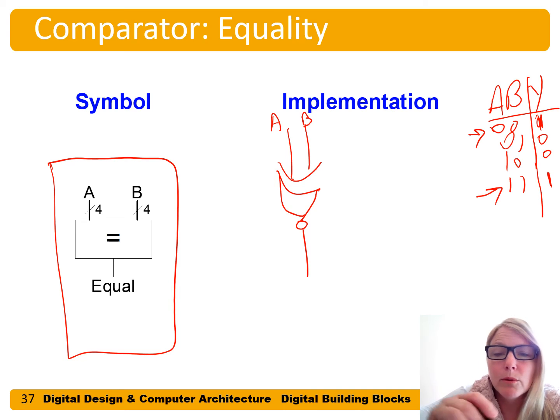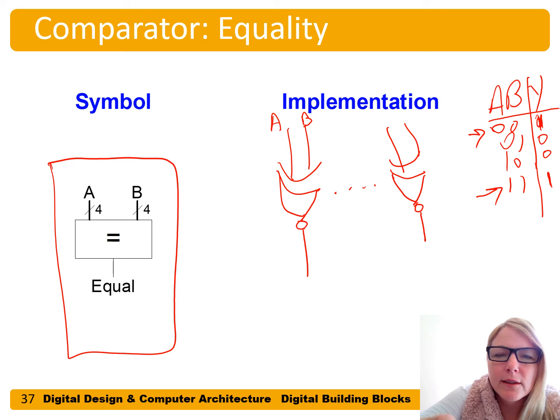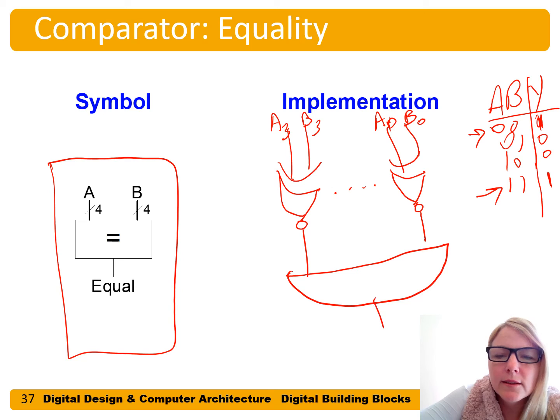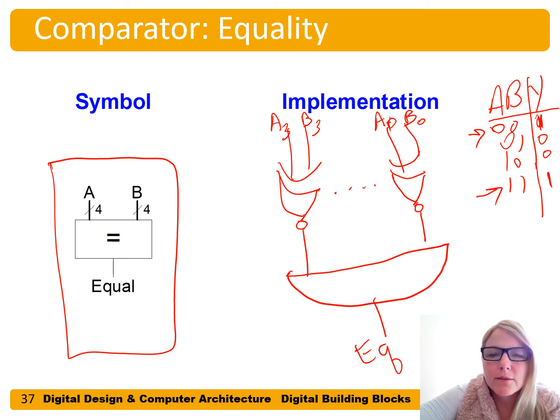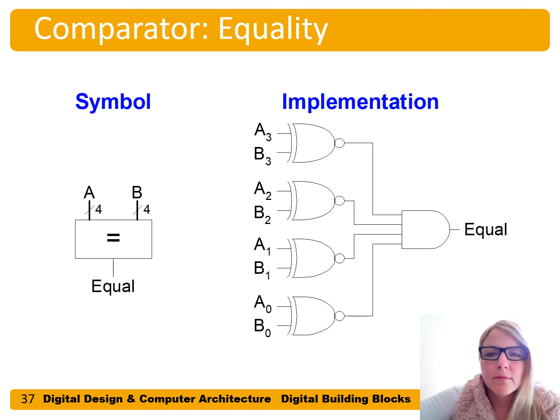How can we do it for multiple bits? Well, right, just include more of these. Now we have a bitwise signal to tell us whether they're equal or not. And we say, okay, well, all of those have to be equal. So we AND that together, and then we get our equality comparator. And obviously we can extend this to additional bits as well.